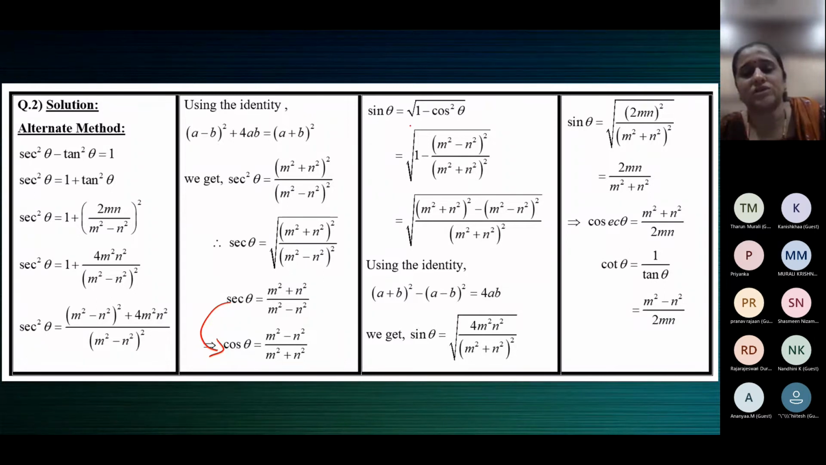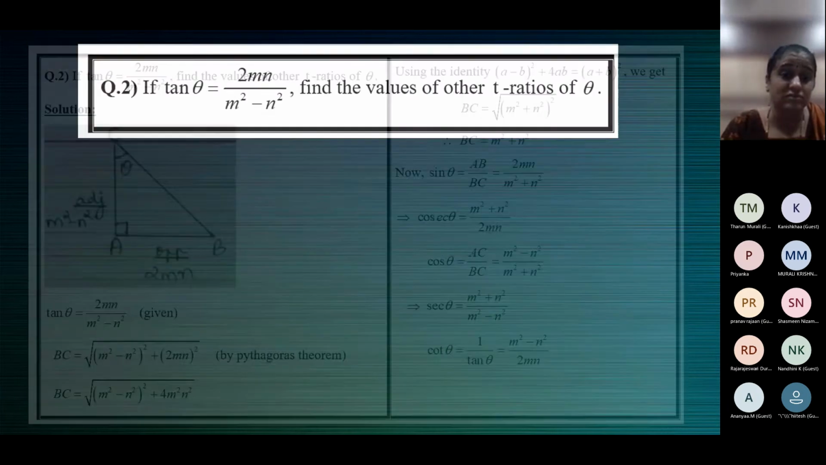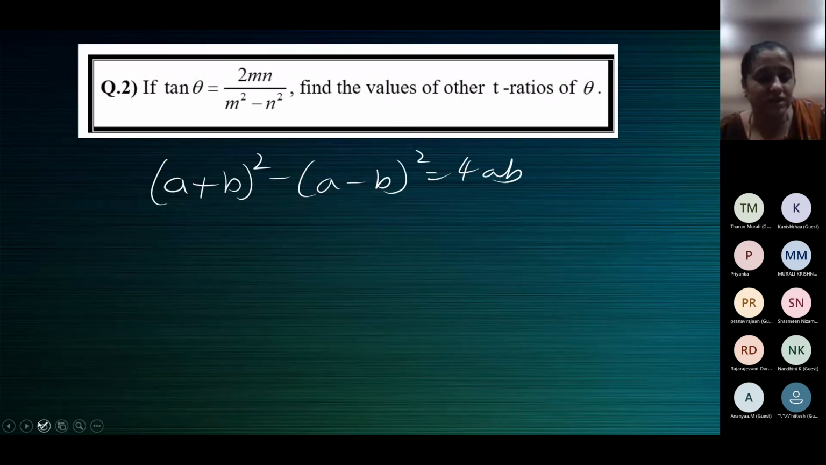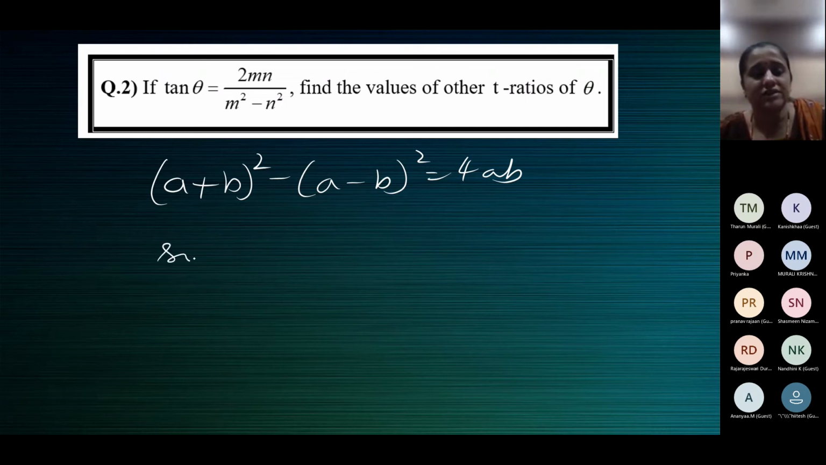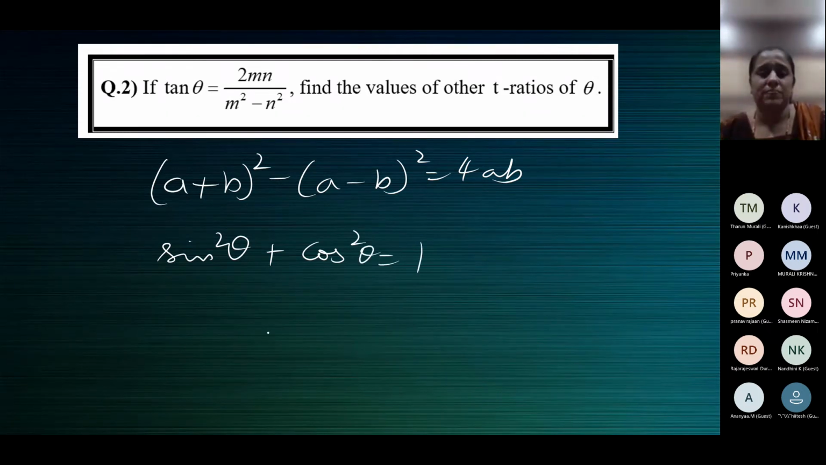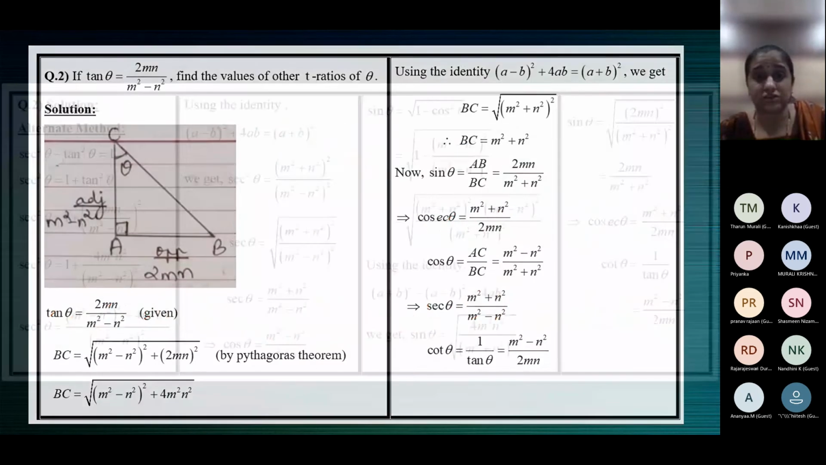Here I found sine using the formula: sine theta is equal to root of 1 minus cos square theta. I don't know if it seems sudden, but it's all there in the introduction. Sine square theta plus cos square theta is equal to 1. You can write this also and substitute. Not that you should write this straight away.